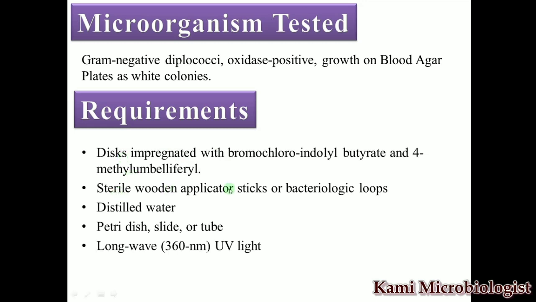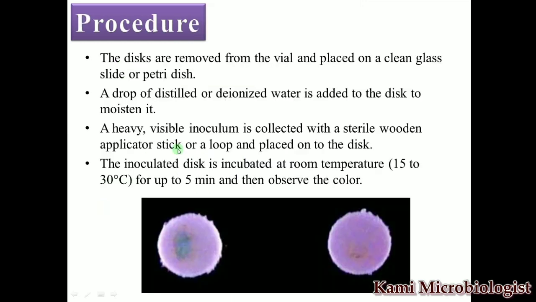We have a sterile wooden applicator stick, or a bacteriological loop, which we also call a wire loop. We have distilled water, petri dishes, slide or tube, a long wave UV light, etc. So these are the materials that we need. Now let's see the procedure.